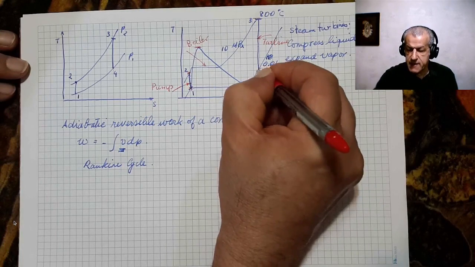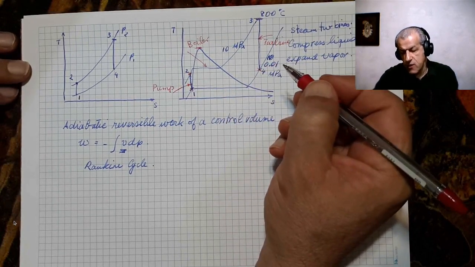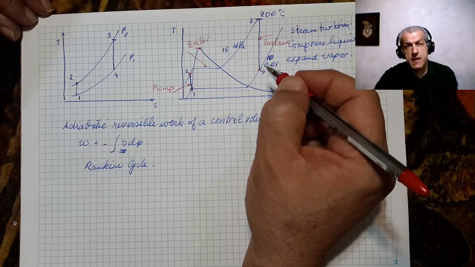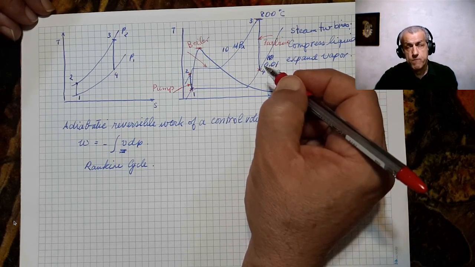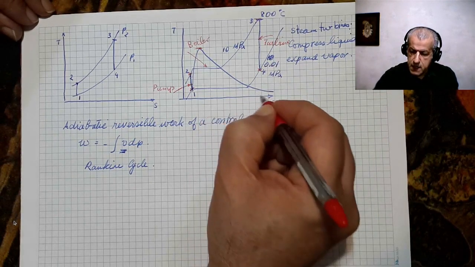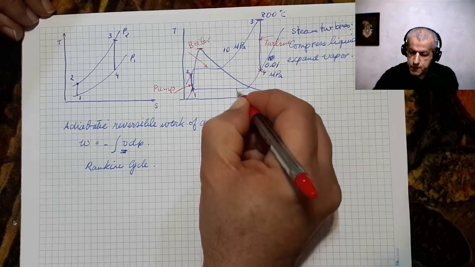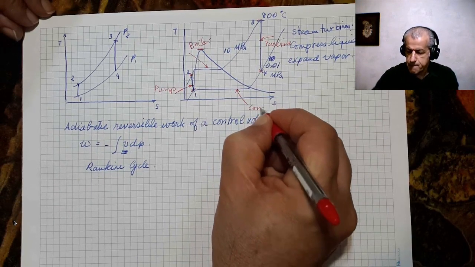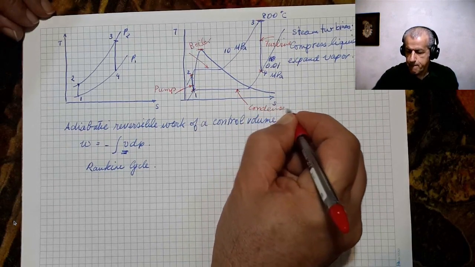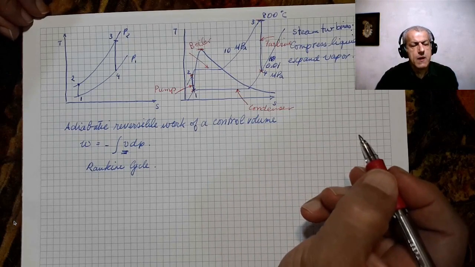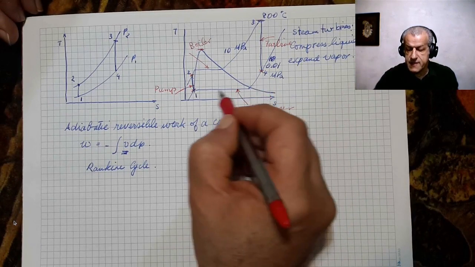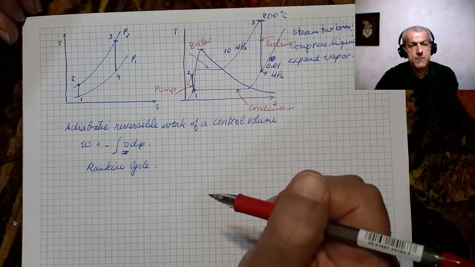Once it's expanded in a turbine, it comes out at some point, and then as the second law told us, it has to deliver some heat to the colder reservoir. And that is done in a part which is called a condenser, where in fact this steam condenses and returns to this.